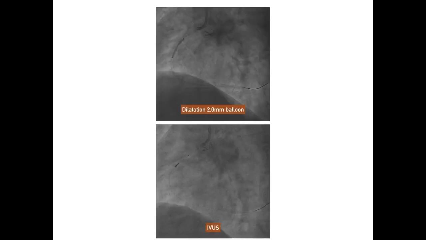Having the pressure wire inside, we pre-dilated the lesion with a 2 mm balloon, and then we went with an IVUS, a Volcano IVUS, to assess the severity of the lesion after ballooning, the vessel size, the plaque composition, and to understand which size of stent we are going to use. As you can see, these steps didn't involve any contrast, and the total volume of contrast that we used up till now is 21 mL.